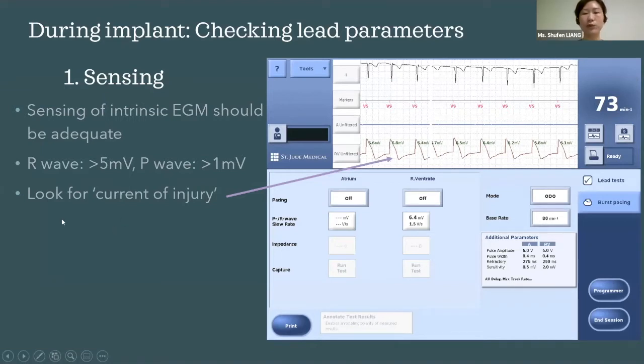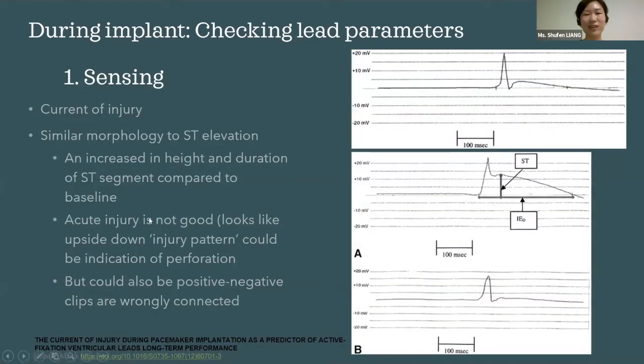And then we want to look for current of injury. When I started doing implants, a lot of people told me, look for a current of injury. So I was always thinking, what was that? Current of injury would be similar to an ST elevation. What we want to look for is an increase in height and duration of the ST segment. If this is the baseline, after you screw in, this would be what you want to look for: an increase in height and a longer duration compared to baseline. And after the injury has subsided, it should go back to normal.